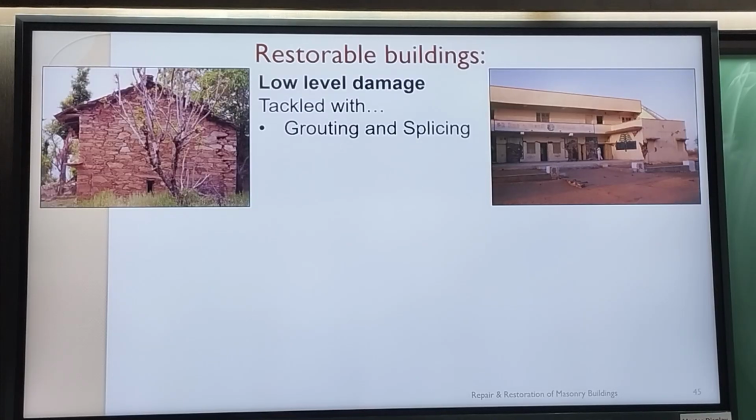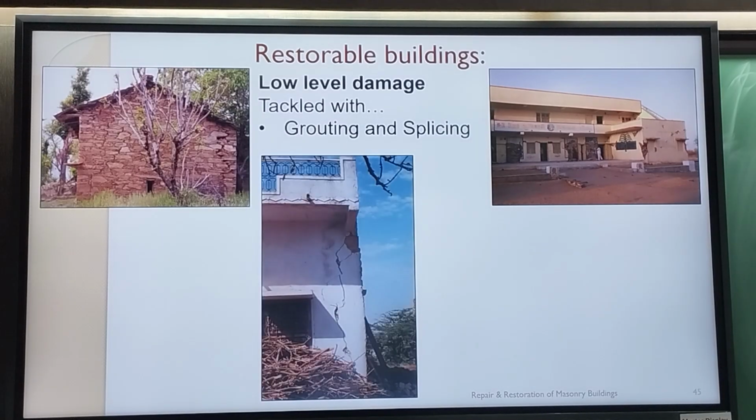Here are the buildings with a little bit of damage. G2, G3 damage. You can see the cracks here. These are like grade 2 and grade 3. This is a little more. Maybe this portion may have to be removed. The roof may have to be supported, and some part of the wall may have to be removed and rebuilt.